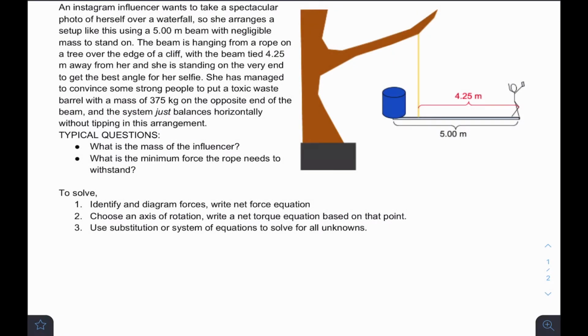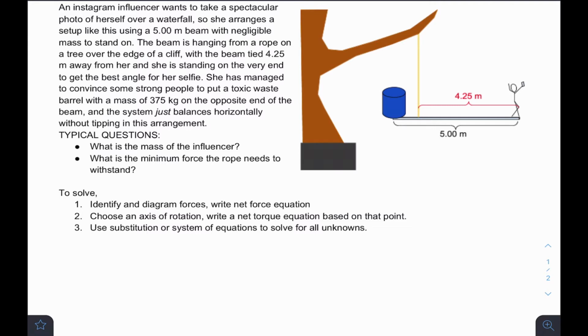About this static situation that I gave you, we have this influencer that's balancing on this beam. Now, this isn't a realistic situation because the beam has negligible mass. We will do one with a more realistic situation where you have to take into consideration the mass of the balancing beam as well, because that puts another force on it. So we're not considering the weight of the beam because that's an additional force.